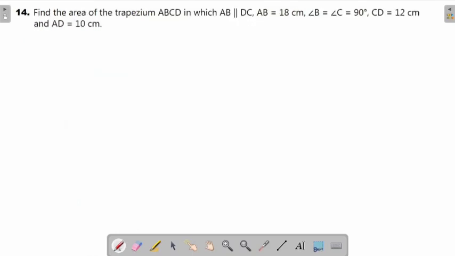Let's move to next question now. So next question says, find the area of a trapezium ABCD in which AB is parallel to DC. Okay, so first and foremost, let's draw the diagram.